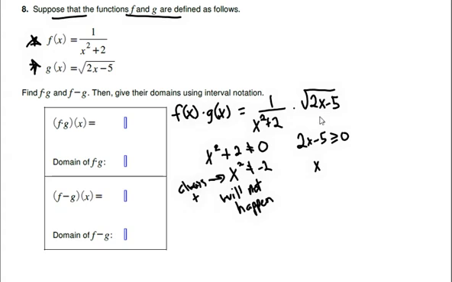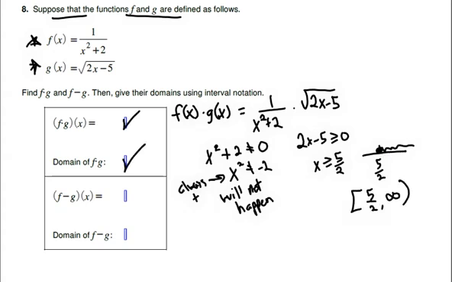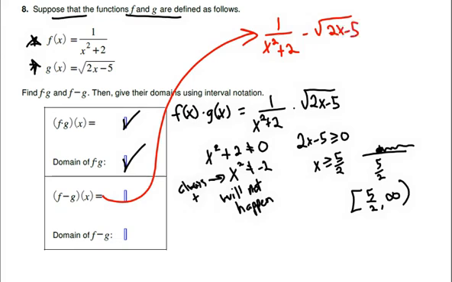Once again, we'll write that this radicand right here, 2x minus 5, must be greater than or equal to 0. So that means that x has got to be greater than or equal to 5 over 2. So we plot that on the number line with a filled in circle, and shade it to the right. So that's going to be bracket 5/2 up to infinity. There's those two parts. And then this part right here, f minus g of x, is just f minus g. We can see that the domain is the same.